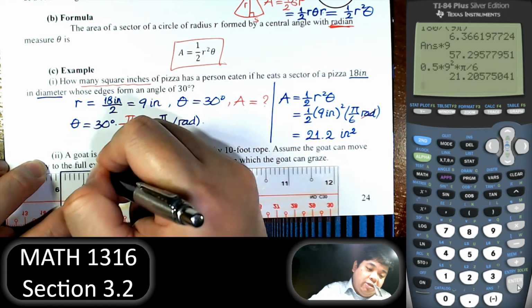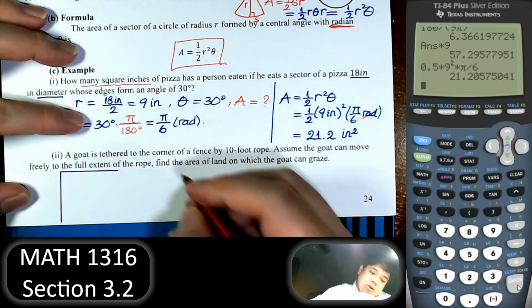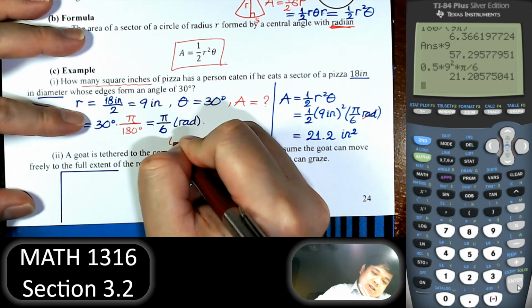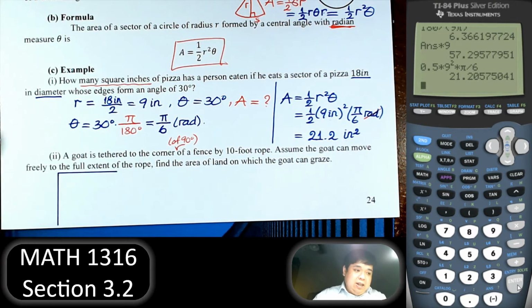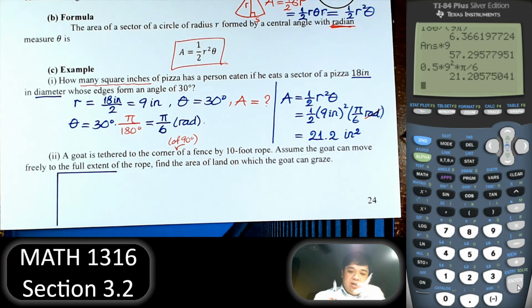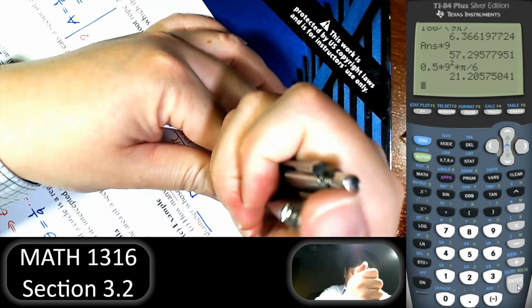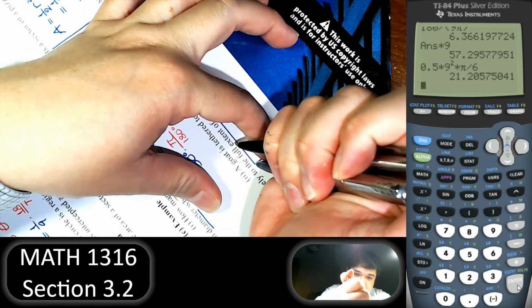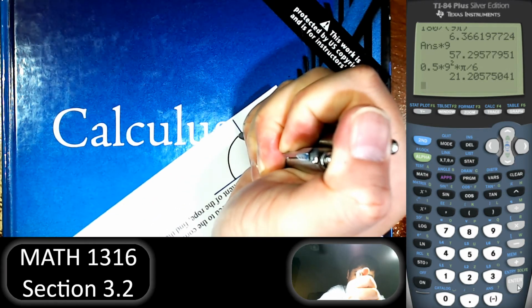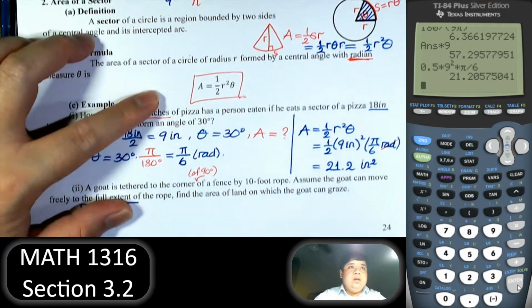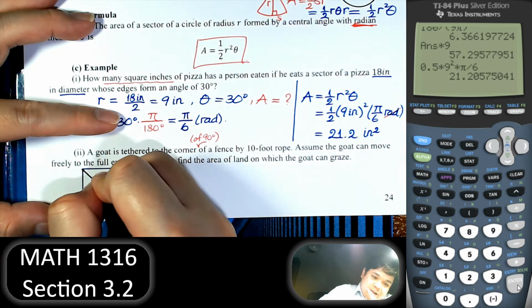Although I should specify that into the prompt. To the corner of 90 degrees, right? Just like that. And the goat can tether to the full extent of, can go freely in the full extent of the rope. So that is a 10-foot rope.